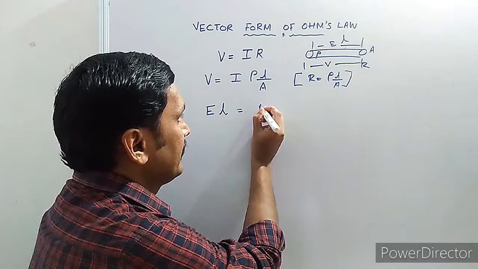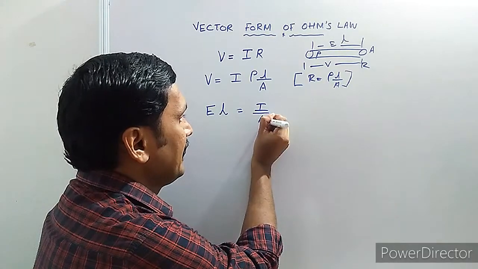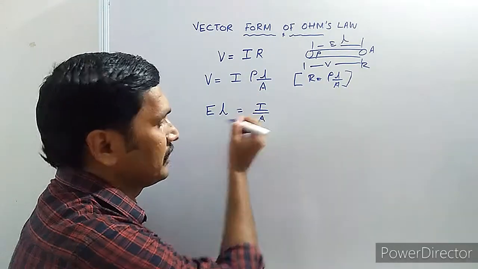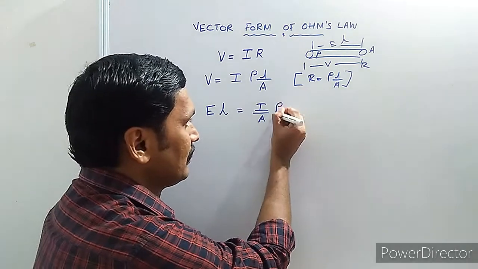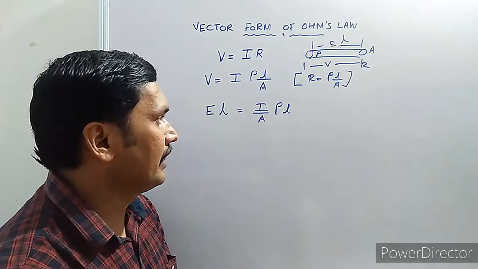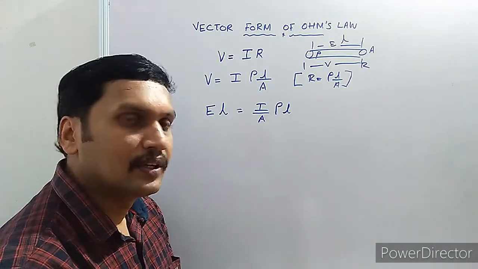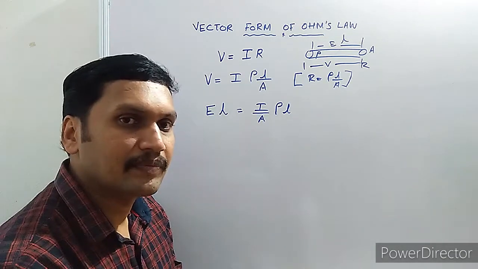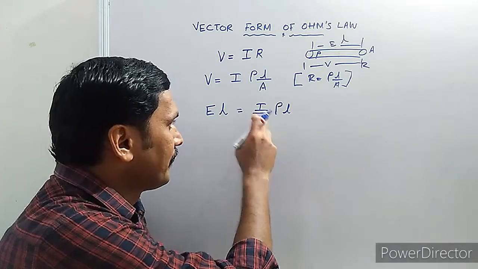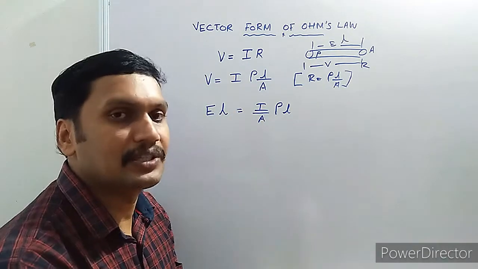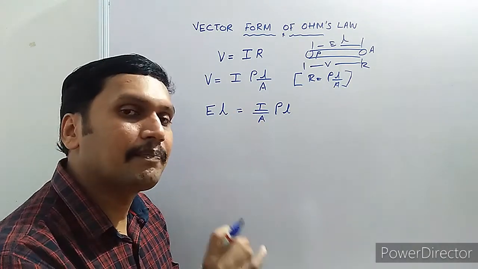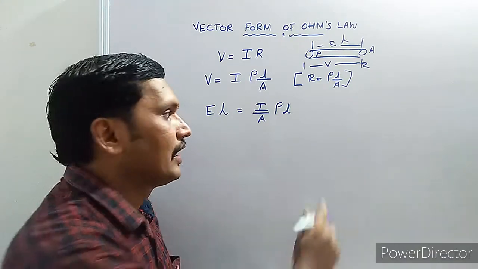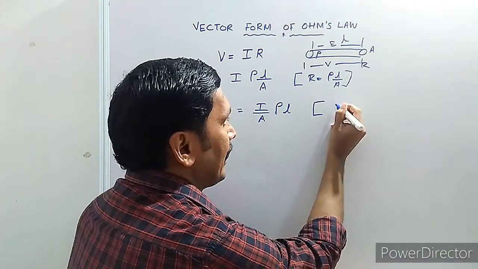And we are rewriting this equation as I by A, taking I and A together, I by A into rho into L. Here we are introducing another vector quantity, that is current per unit area cross section, and it is known as I by A.